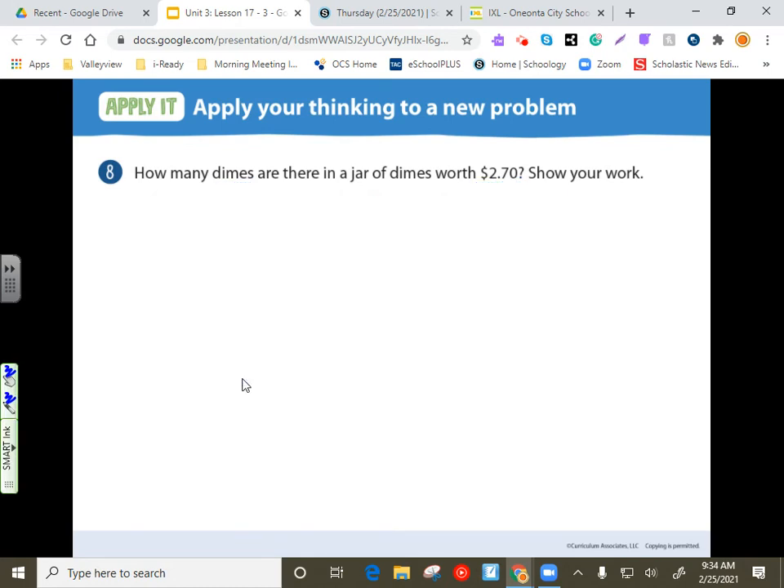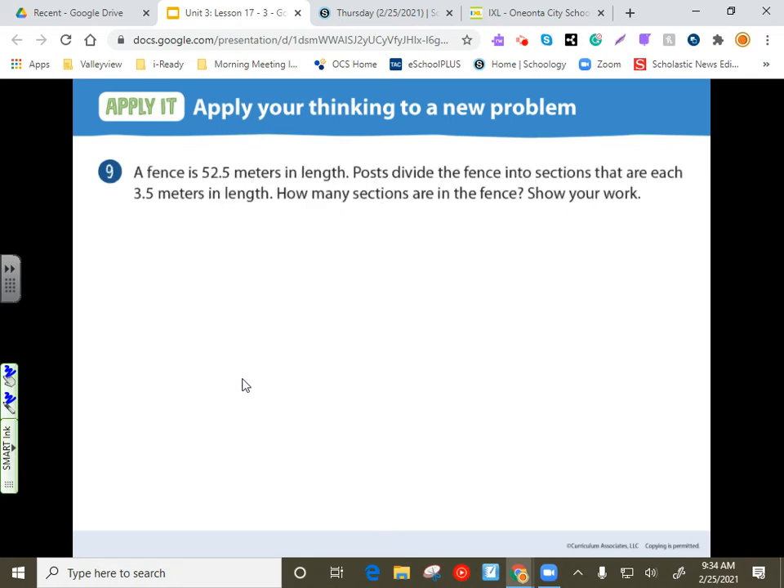All right, next problem. This is another one where I want you to split your work area in half. I've got a couple different techniques. A fence is 52 and 5/10 meters in length. Posts divide the fence into sections that are each 3 and 5/10 meters in length. So it's all equal. It wants to know how many sections are in the fence, and show your work. So let's, on the left, set up traditionally. 52 and 5/10 meters divided by 3.5 meters equals something.